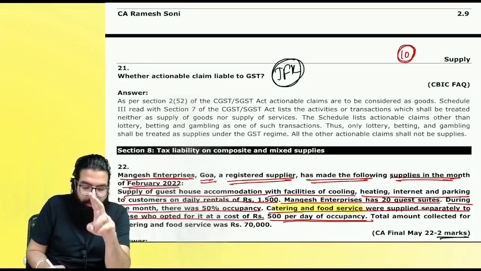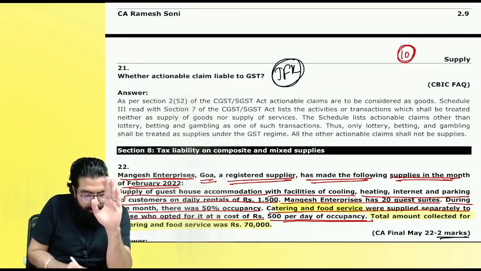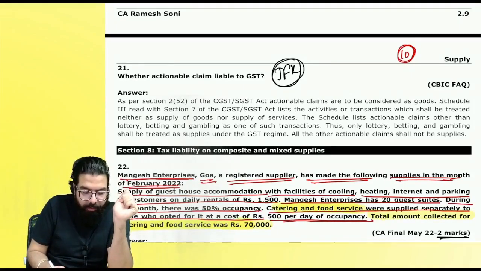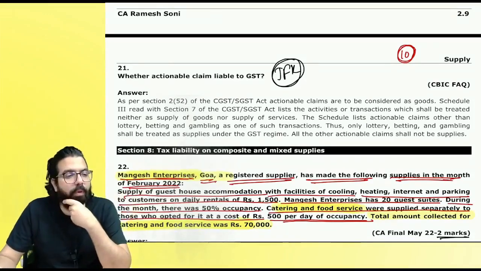Catering and food. Total amount collected is 70,000. Baba, what are they asking you over here? They're asking you to basically go ahead and comment. What will you go ahead and say?